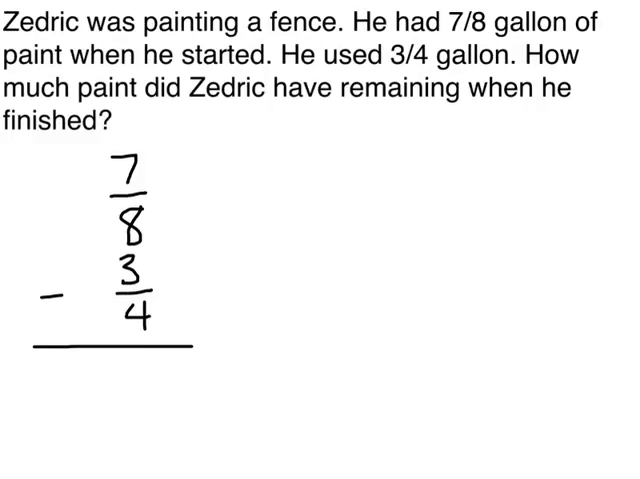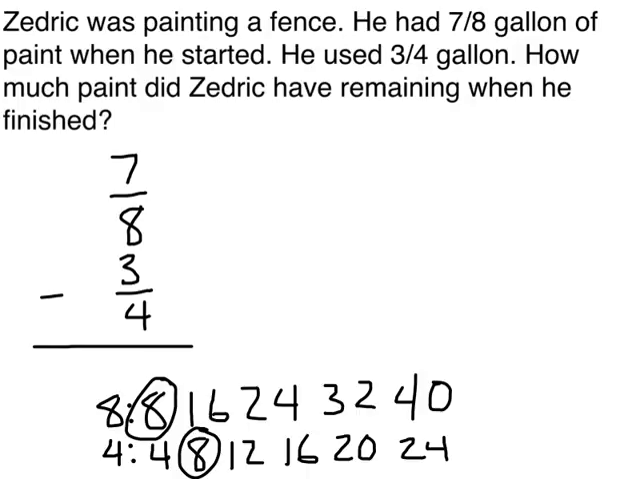The first thing I need to do is find the least common denominator. To do that, I need to list the multiples of 8 and 4. Go ahead and do that now to find the LCD. The least common denominator is 8. Now I need to change both fractions so that they have a denominator of 8. I can't subtract until both fractions have the same denominator.